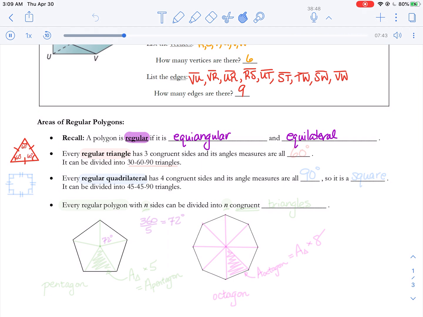Okay, so there's a regular triangle. Every regular triangle is going to be an equilateral triangle that's also equiangular. So 3 congruent sides and angle measures that are all 60.